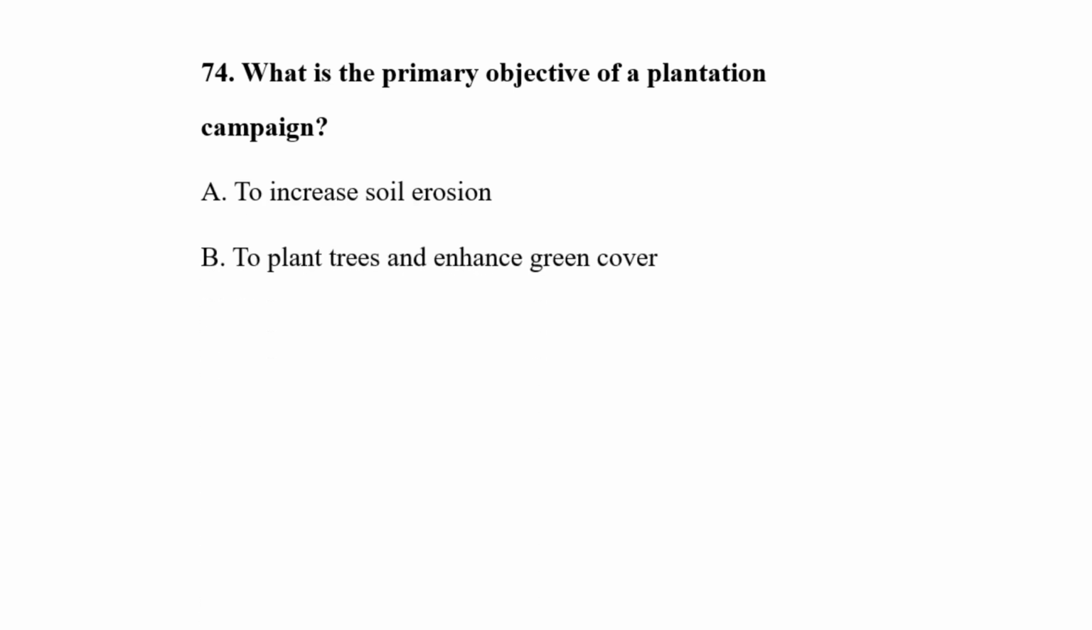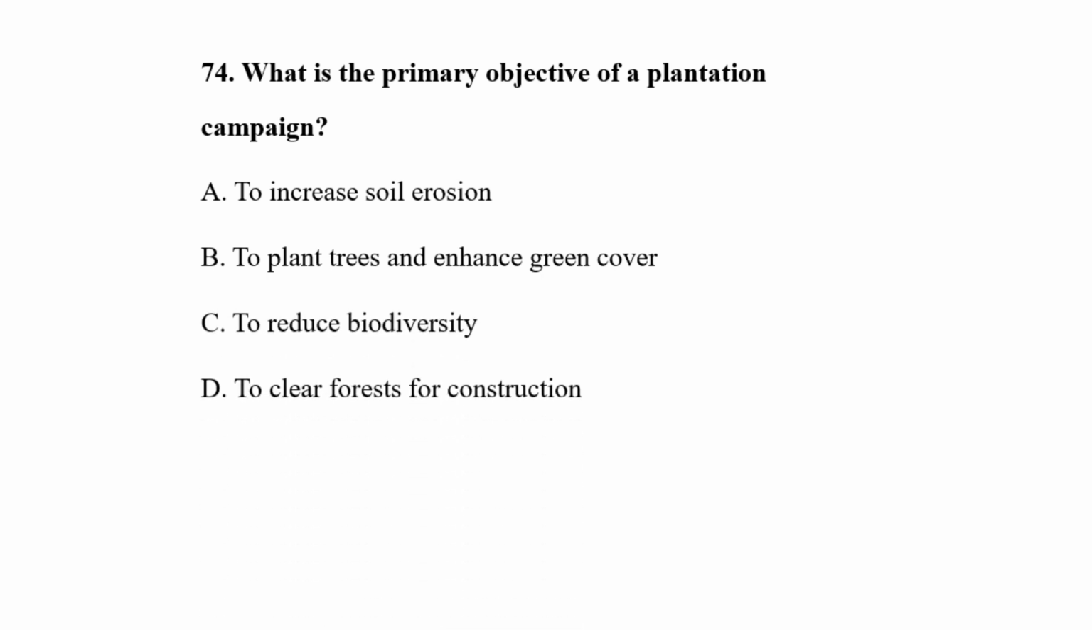Question number 74. What is the primary objective of a plantation campaign? A. To increase soil erosion. B. To plant trees and enhance green cover. C. To reduce biodiversity. D. To clear forests for construction.